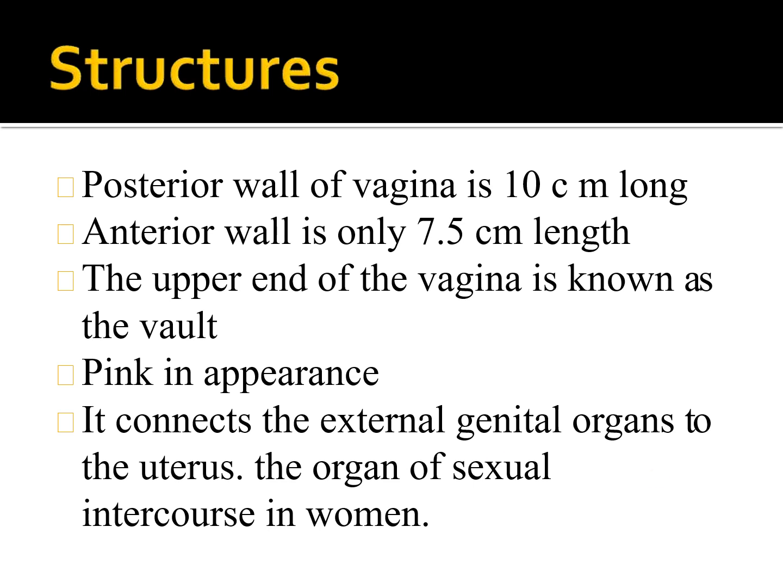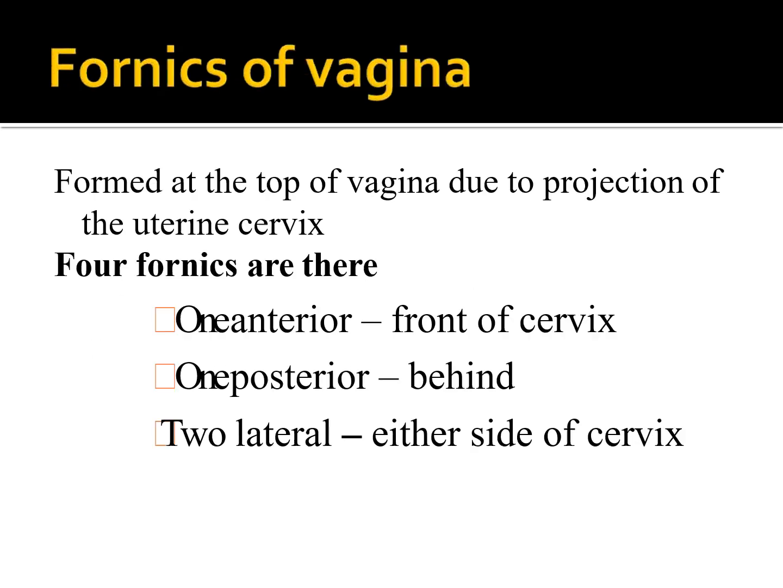The posterior wall of the vagina is around 10 cm long, while the anterior wall is only 7.5 cm long. The upper end of the vagina is known as the vault. It is pink in color, and it connects with the external genital organs and the uterus also. Inferiorly are the external genital organs, superiorly the cervix and uterus, and it's an organ of sexual intercourse for the woman.